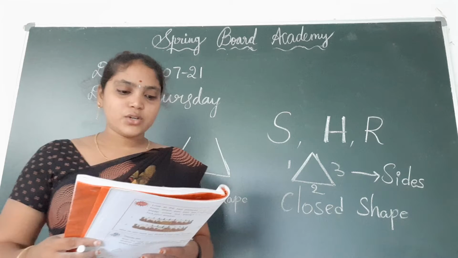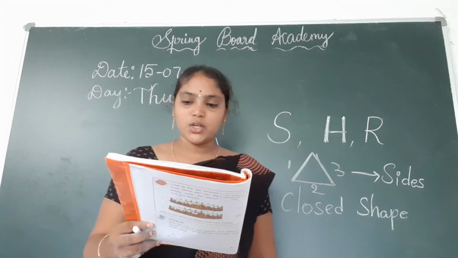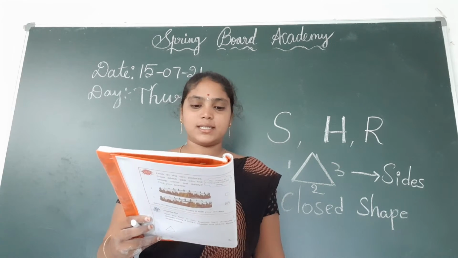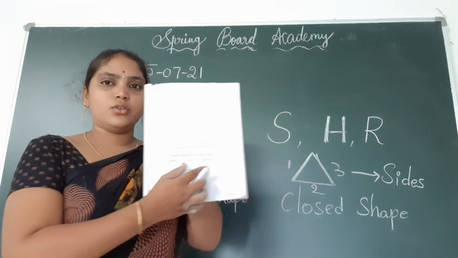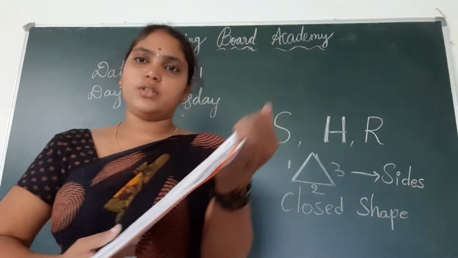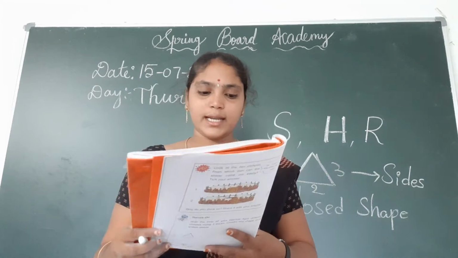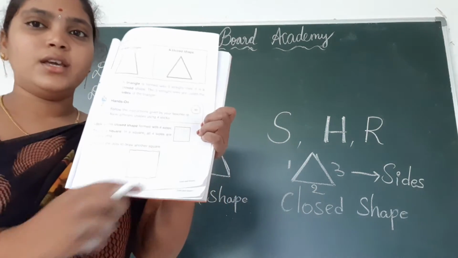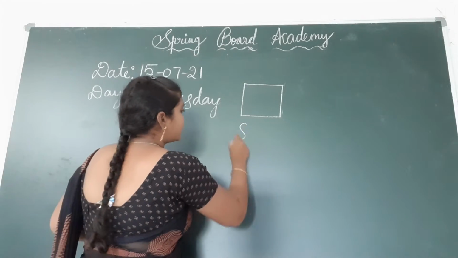Next, hands-on activity 2.7, children. Follow the instructions given by your teacher to form different shapes using 4 sticks. Here you have to check, children. Look at this closed shape. Is this a closed shape or not? Yes, it is closed fully, so this is a closed shape. A closed shape formed with 4 sides. This is a square. What shape is it, children? This is a square.